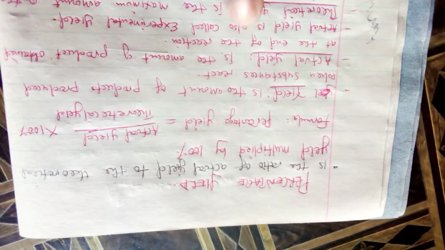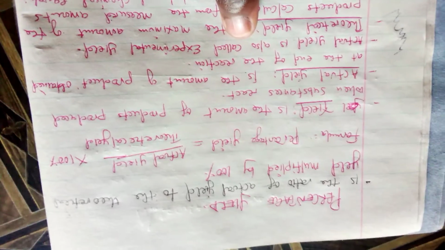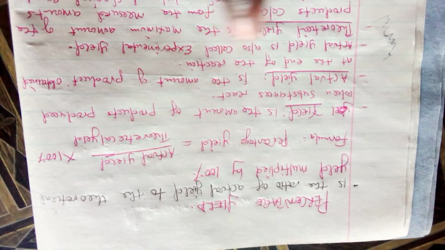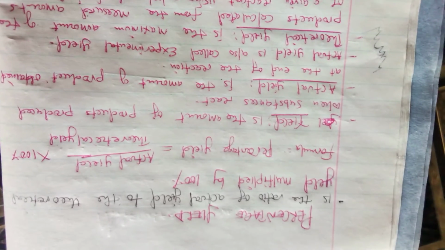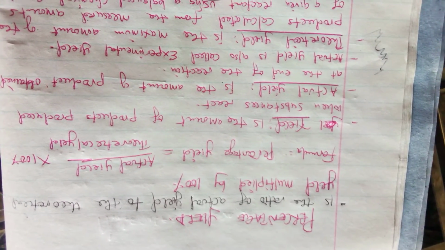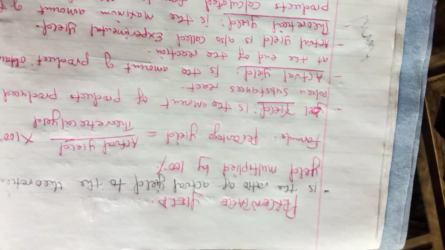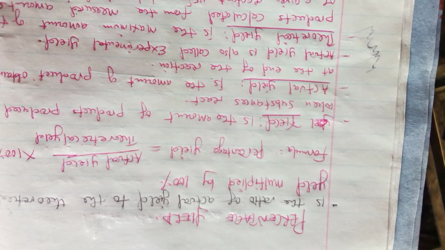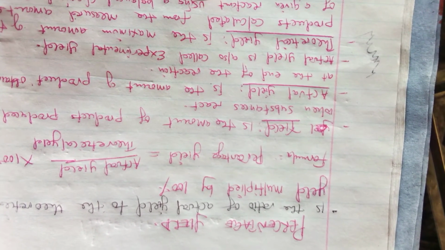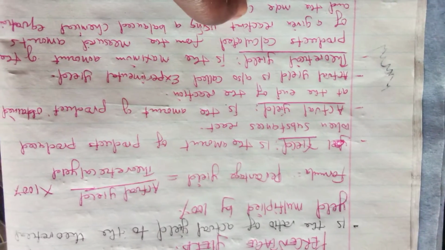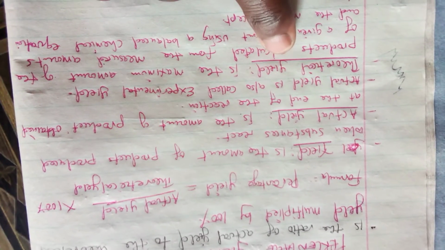Now, what do we mean by yield? We mean how much of the product you are going to get after a reaction. After a reaction, there is an actual mass that is produced, and that is called the actual yield. But you can also perform calculations using a balanced chemical equation to find out how much product should be produced. What you calculate on a balanced chemical equation is what we call the theoretical yield.